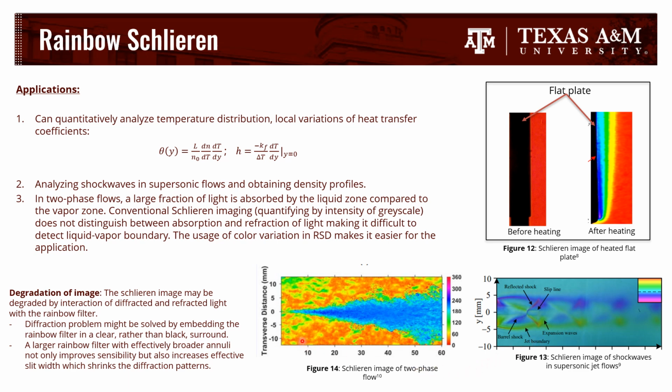RSD can also be used to image two-phase flow, where a large fraction of light is absorbed by the liquid zone compared to the vapor zone. Conventional Schlieren imaging technique does not distinguish between the absorption and the refraction of light, making it really difficult to detect the liquid vapor boundary here. So the usage of RSD makes it easier for this application.